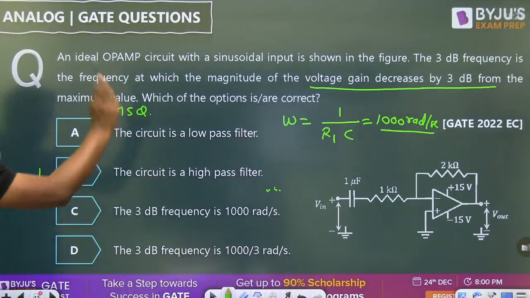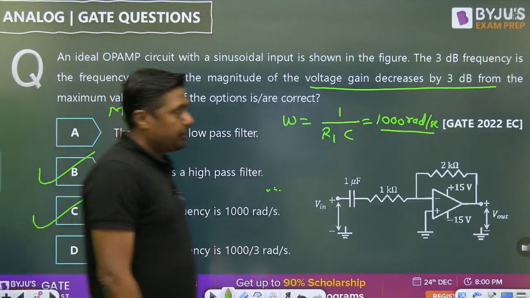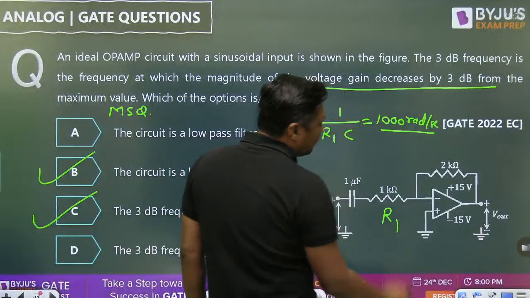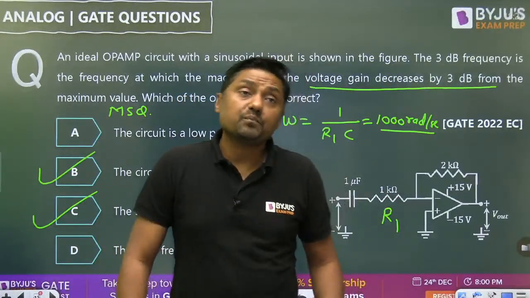The circuit is a high pass filter. The 3 dB frequency is 1000 radian per second. Next time we can assume the question may be about the role of R1 in this particular circuit.